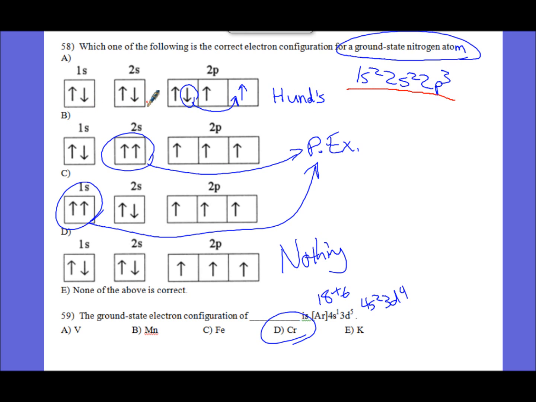Good here, good here. What is that doing? It should be over here. So this is not the ground state nitrogen, even though it is 2p3, because that electron should not be doubled up yet. It should be over here. So that is a violation of Hund's rule.